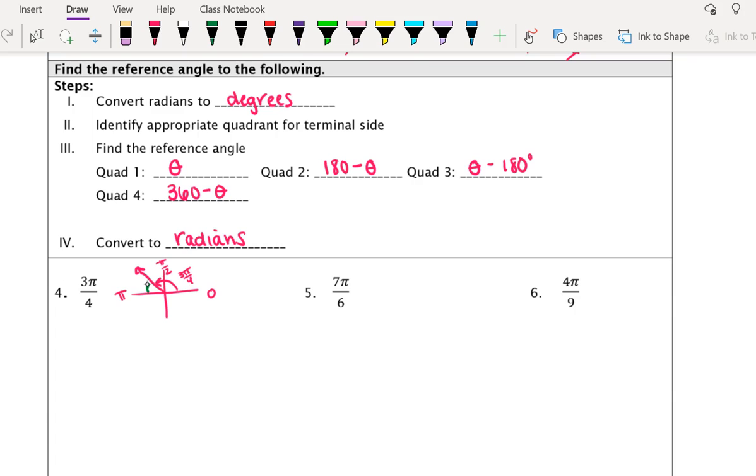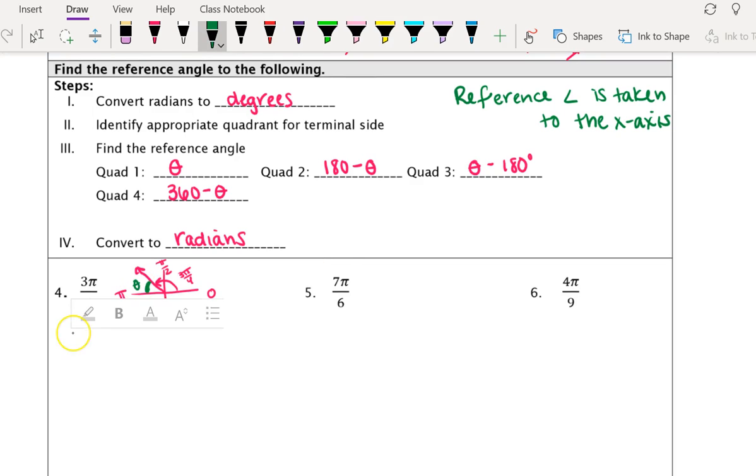Remember, the reference angle is taken to the x-axis. So here is from the terminal side to the x-axis. This is the theta that I'm trying to find.